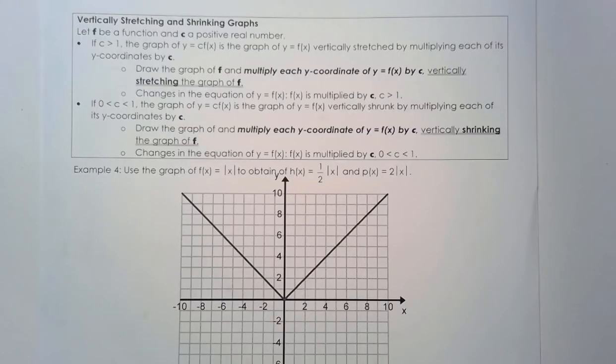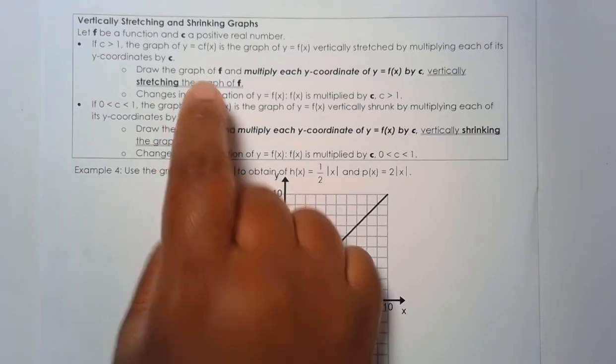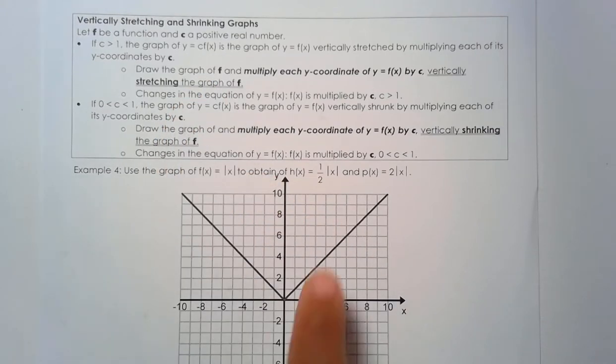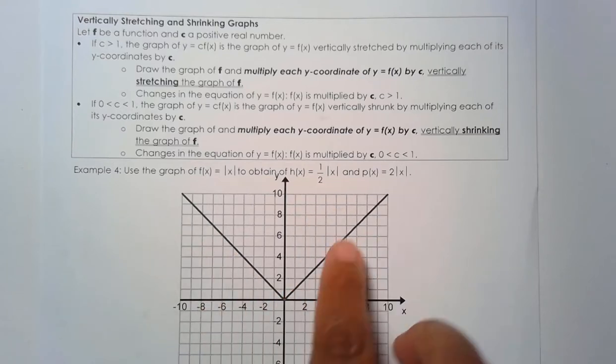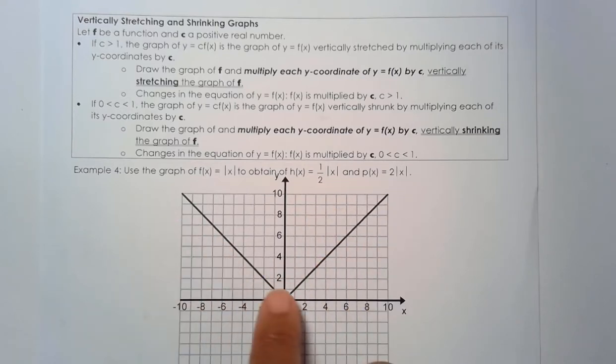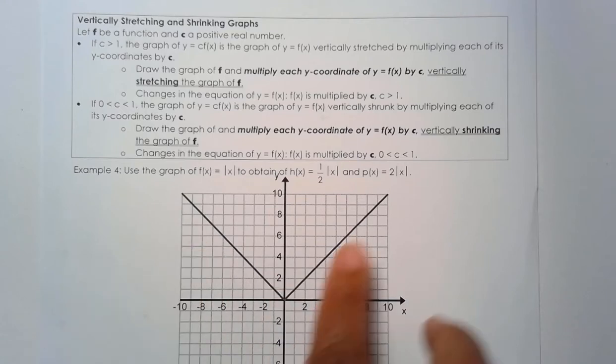All right, so we're going to look at vertically stretching and shrinking graphs as well as horizontal. So let's look at the first one, vertically stretching and shrinking. It says, if or when, and let's go from the examples here. Now this is our parent graph, our f of x is equal to the absolute value of x.